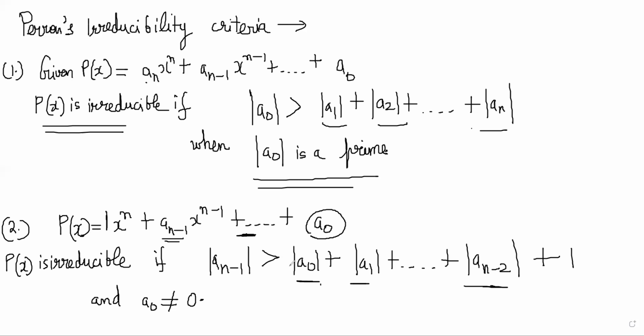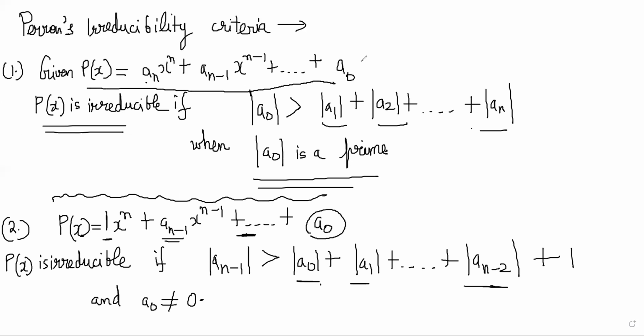So what is this criteria? You should have a naught not equal to 0, and the mod of an minus 1 should be greater than the sum of all the other coefficients' mods. Then the polynomial is irreducible. However, notice that this is only valid when the first coefficient is 1. If you have the situation when the first coefficient is not 1, you should use the first version of the criteria.